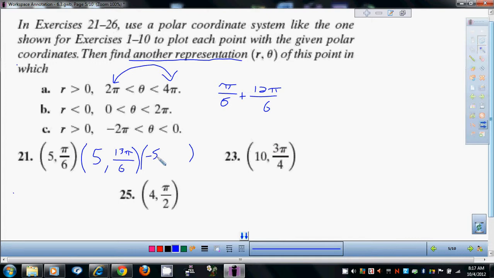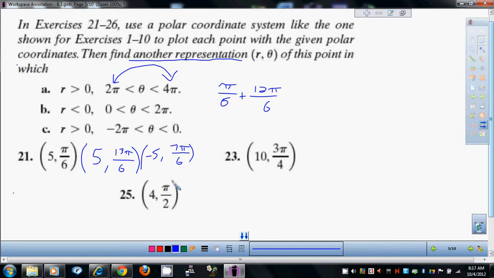7 pi over 6. You can get that from looking at the unit circle. You can just add 1 pi, or if it's greater than that, you subtract 1 pi. Boom. And there is part B. Negative radius, and our angles between 0 and 2 pi. Check.